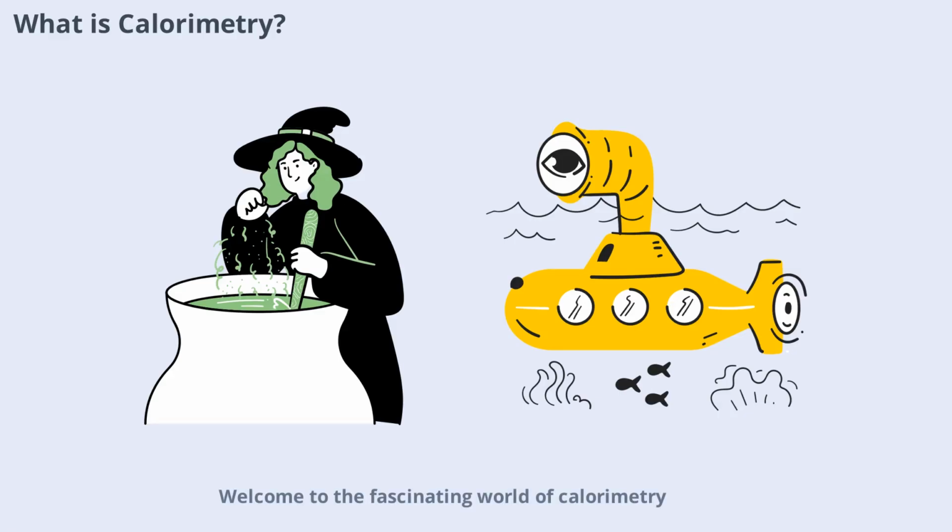Welcome to the fascinating world of calorimetry. Calorimetry is the science of measuring the quantity of heat exchanged in physical and chemical processes. It helps us understand how energy moves between objects, especially when they are at different temperatures. This concept is crucial in physics, chemistry, and even everyday life, from cooking to climate science.